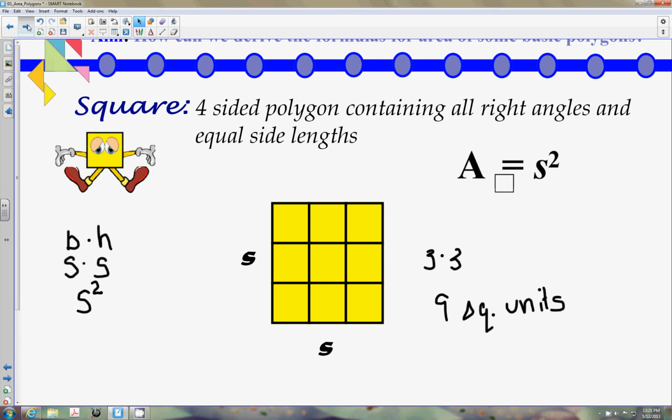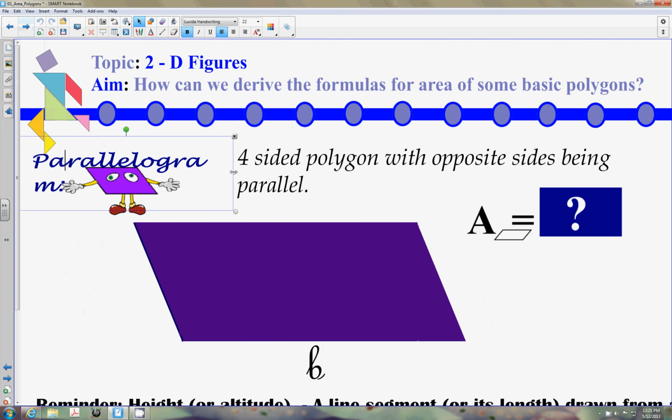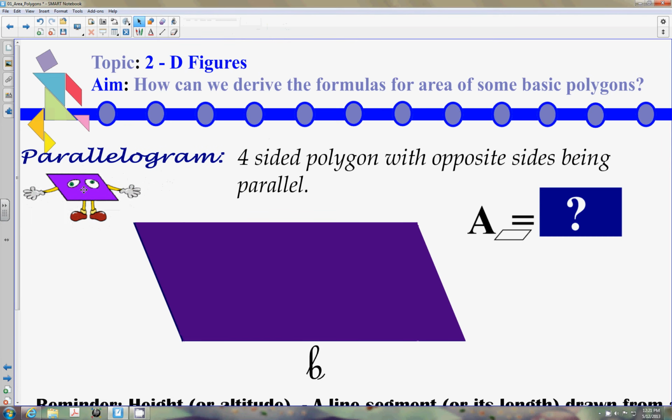The next figure is going to be the parallelogram. Okay, I don't know what happened here. Let's fix this. That bothers me. All right, fix a little bit more. Oop, there we go. All right, so here's the parallelogram. This guy's a little funky. All right, a four-sided polygon with opposite sides being parallel.